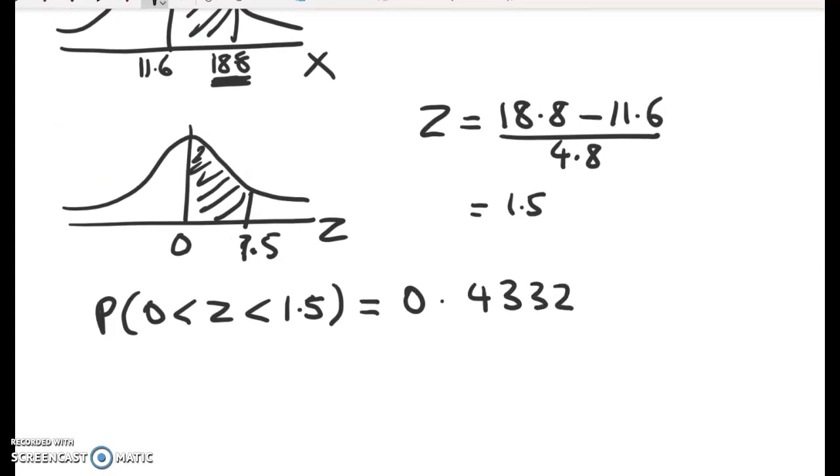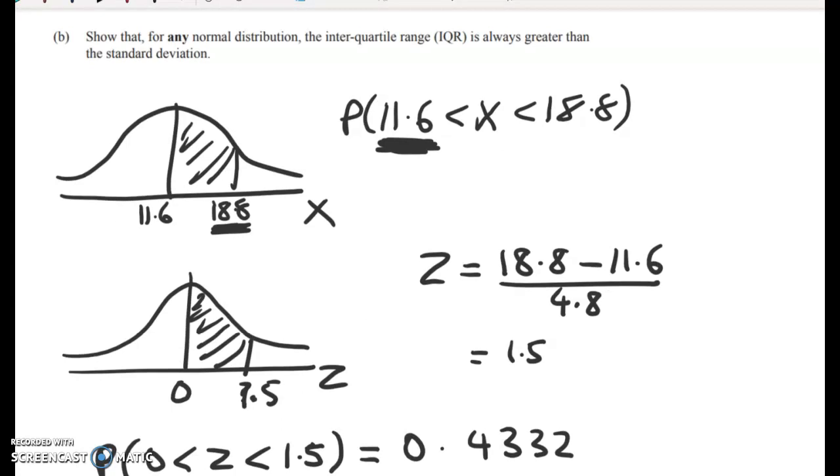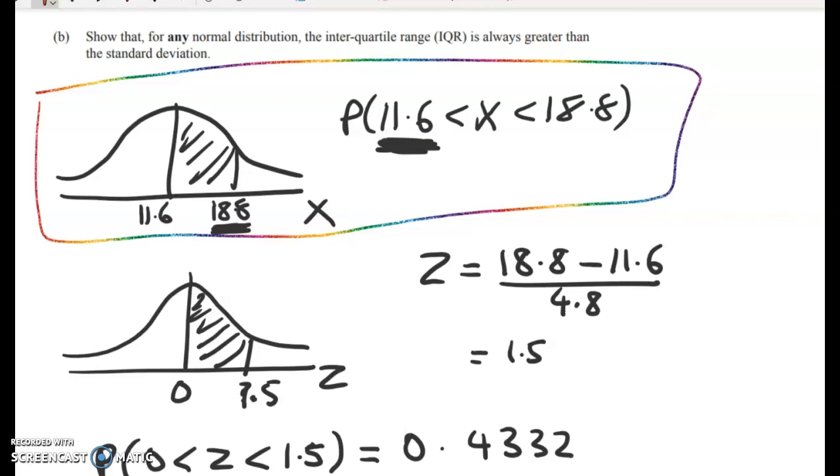Now you could, of course, do that on your graphics calculator, but if you did that, I'd want to be seeing at least this working here, okay? And then just an answer of 0.4332. And this is only an achieved question. So if you do go straight to the answer, I guess that's fine, but it's not very satisfying. Right, let's go on to the next one quickly.